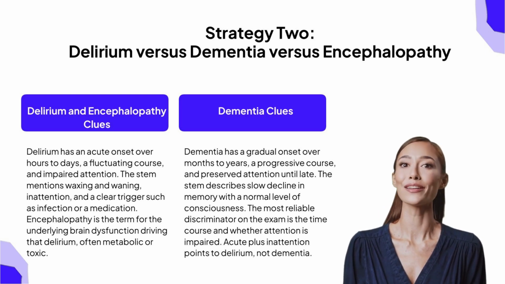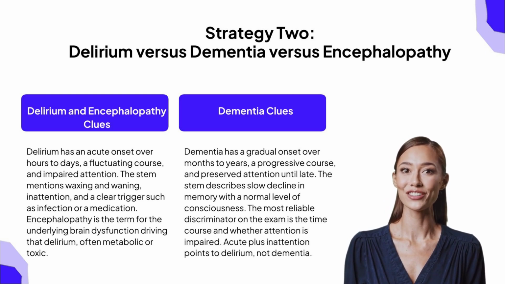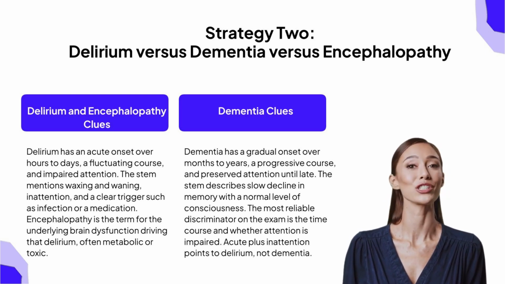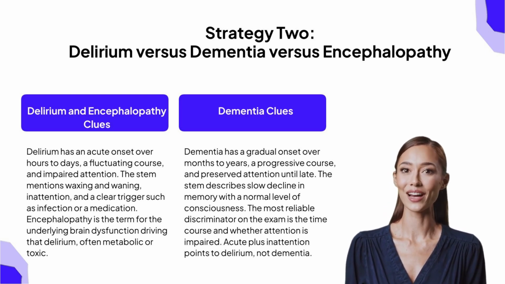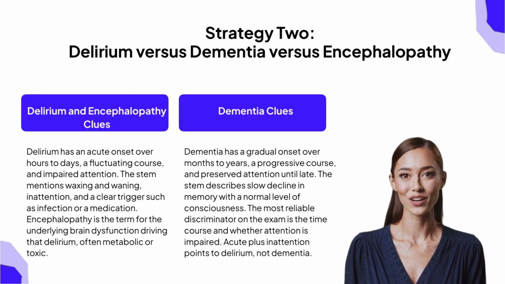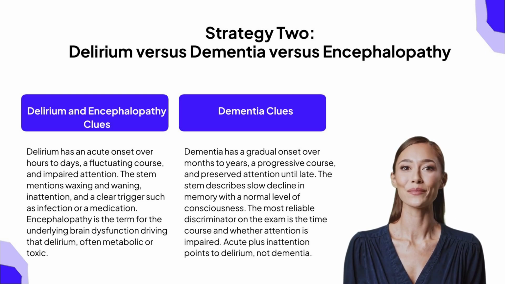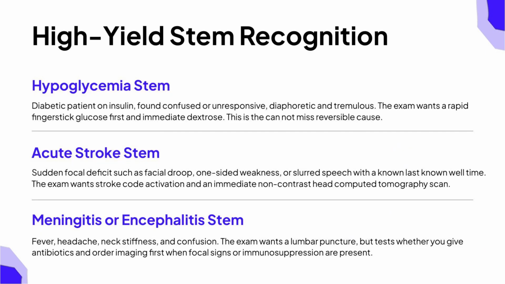Dementia is the opposite: gradual over months to years, progressive, with attention preserved until late, and a normal level of consciousness. So when you see an acute change with inattention, choose delirium. When you see slow decline with intact attention, choose dementia. That one rule answers the majority of these questions. Now let us go through high-yield stem recognition, the three patterns that show up again and again.